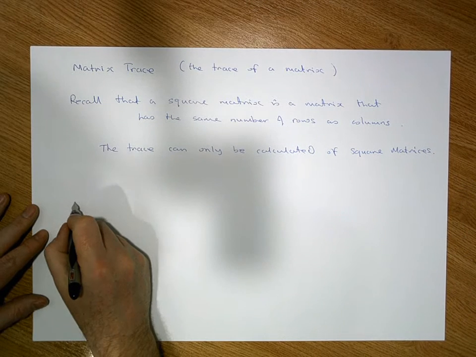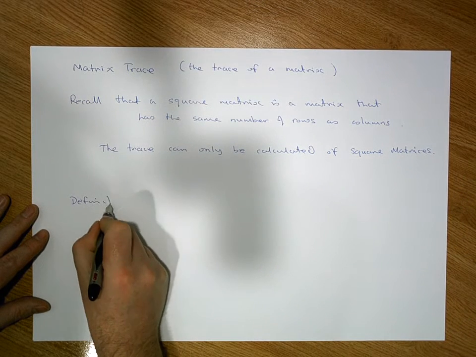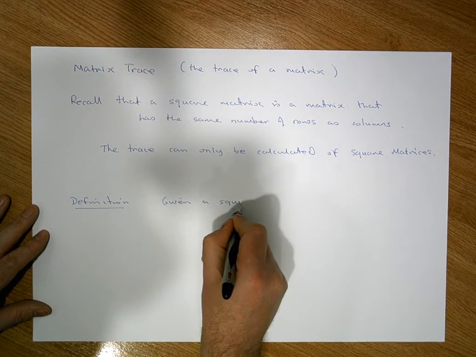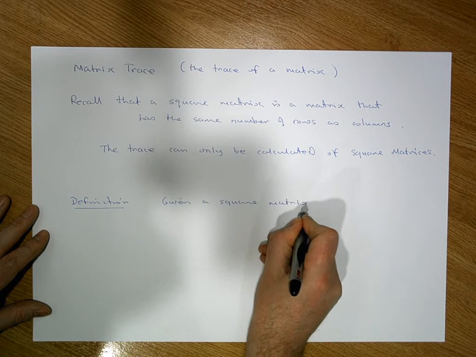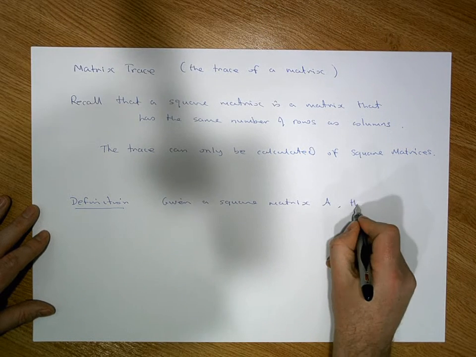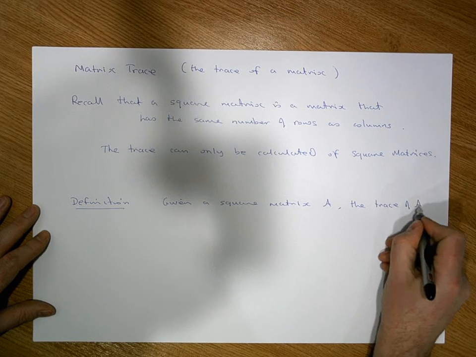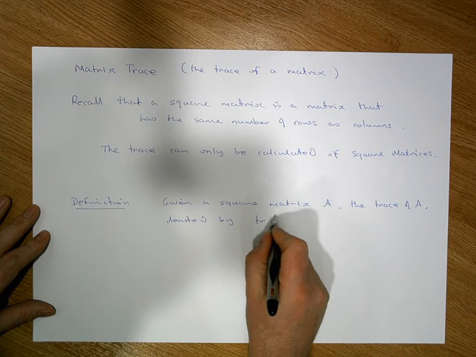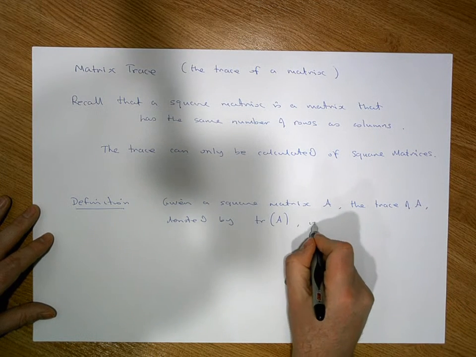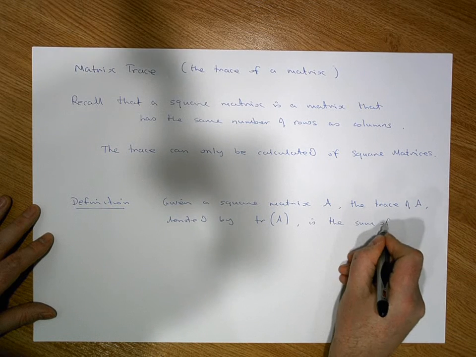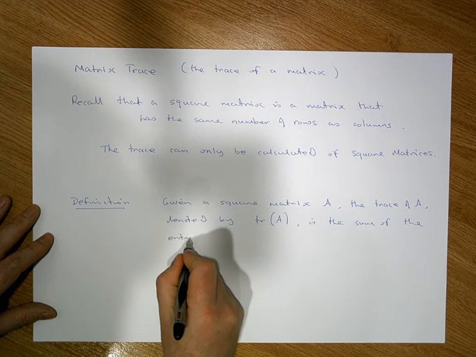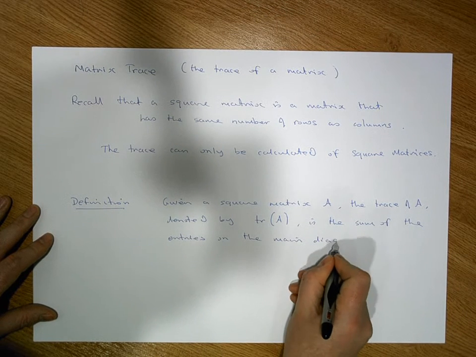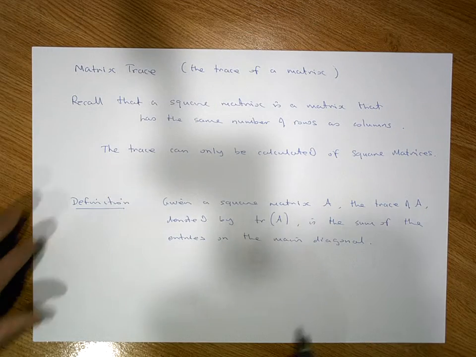So what is the trace? Let's provide a definition. Given a square matrix, let's call it A, the trace of A, denoted by tr(A), is the sum of the entries on the main diagonal. And that's all there is. It's the sum of the entries on the main diagonal.